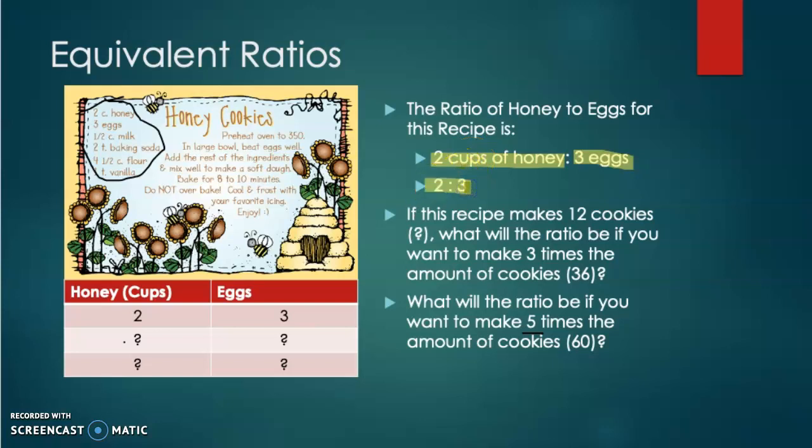How do we make this recipe? So let's say hypothetically this recipe makes 12 cookies, okay? We want to make 36 cookies, which is 3 times that amount. All right, what do you think we need to do? I want you to pause and try to figure this out. Pause the video and think of how can I change this ratio so I can make 3 times the amount of cookies.